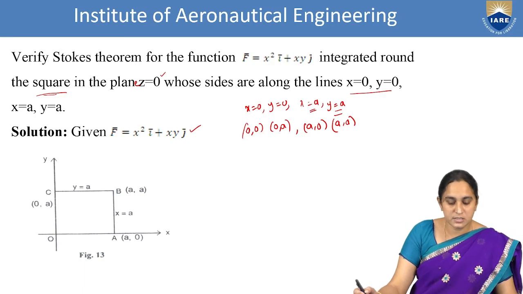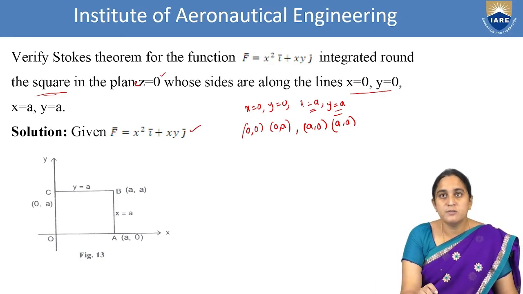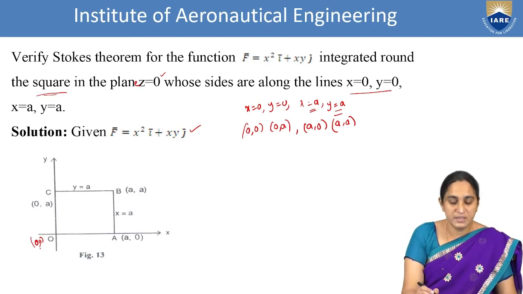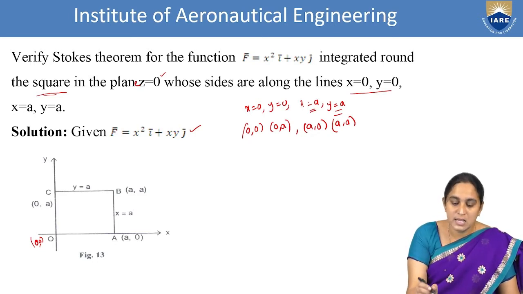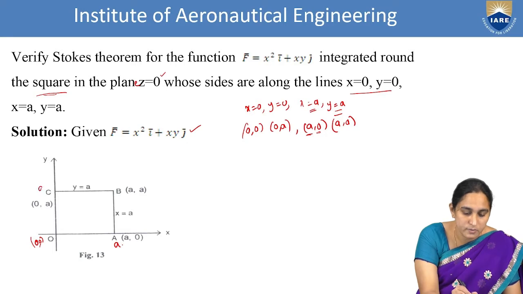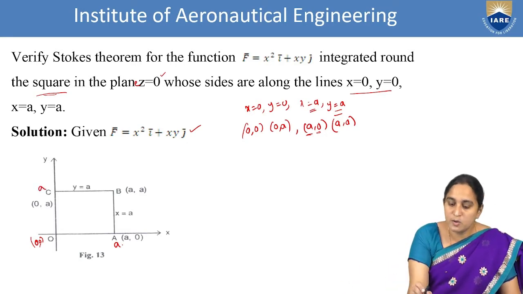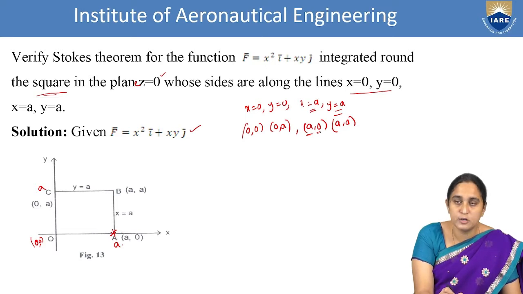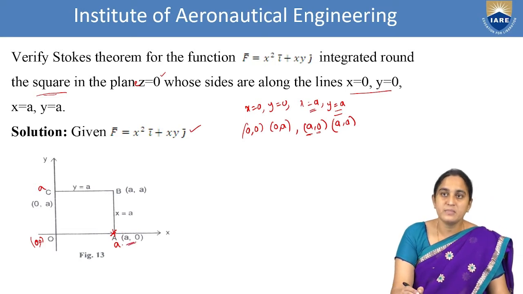From these vertices, first I'll draw the diagram. The point 0, 0 is the origin, where x is 0 and y is 0. The next one, at x is a, but y is 0. Here this is x is equal to a, and I'll take y is equal to a on the y axis. The point at x is a and y is 0 is a comma 0.